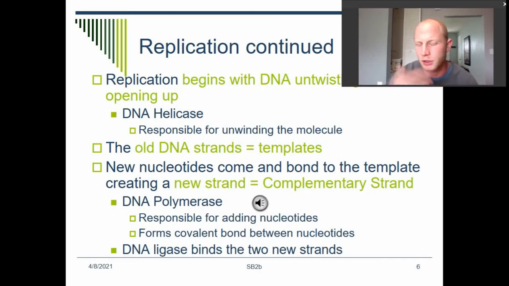So replication occurs, DNA is untwisted. So we know that DNA is a double helix. The old DNA strand is a template, and so it's just like something to copy off of.